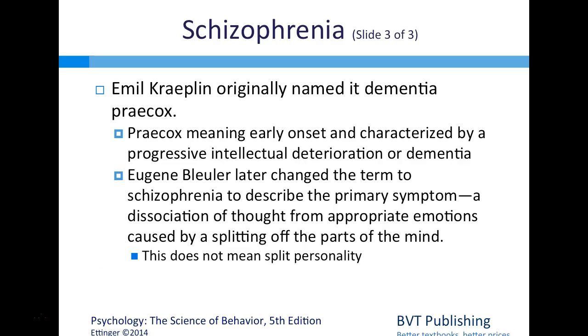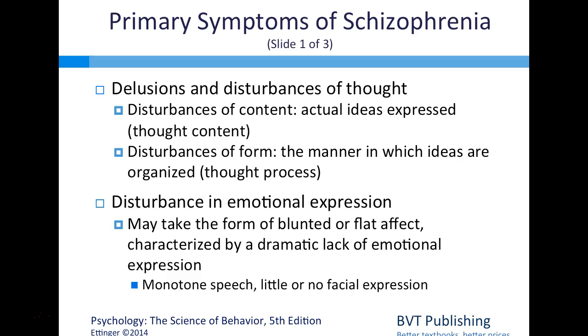Okay, so Emil Kraepelin originally named this dementia praecox. Praecox meaning early onset and characterized by a progressive intellectual deterioration or dementia. And then we have Eugene Bleuler, who later changed the name to schizophrenia to describe the primary symptom, a dissociation of thought from appropriate emotions caused by a splitting off of the parts of the mind. This does not mean split personality, though. Split personality is dissociative identity disorder. Okay, that's not schizophrenia.